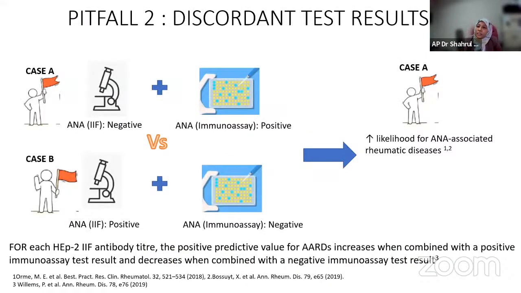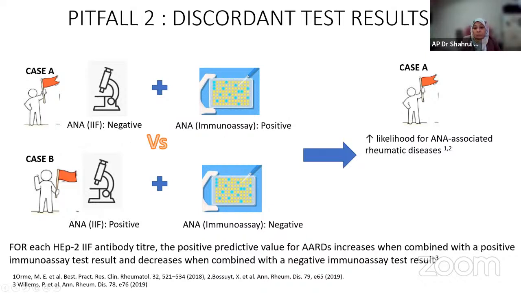Number two is discordant test results. If you remember, it is recommended to combine the immunofluorescence method plus the immunoassay method. But what happens if you get discordant results, where one method is negative and one method is positive? How are you going to interpret this?